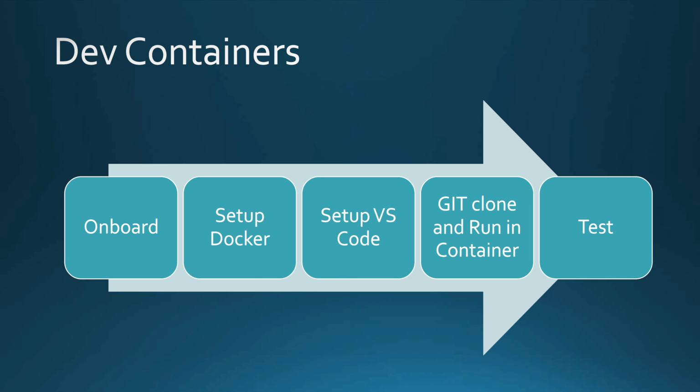So with dev containers, which are Dockerized containers running in Visual Studio Code, the process is greatly simplified. We onboard our developer. They set up Docker. They set up Visual Studio Code. They clone their repo, and it'll prompt them to run a container, and then they can run and test. All their dependencies are built and saved for them.